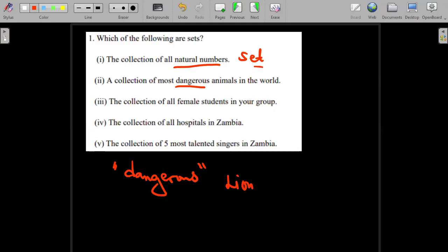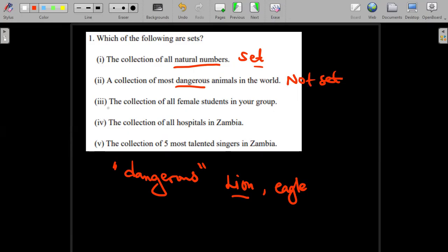Is dangerous, but it's not everybody who thinks that a lion is dangerous. Maybe others feel the most dangerous animal is an eagle. So it's subjective to them, and how you feel. There's no exact way we can measure how dangerous an animal is. Thus, this is not going to qualify to be a set because it won't be well defined. So part 2 is not a set.